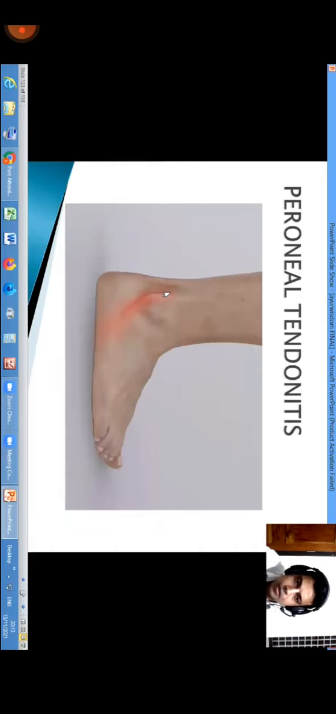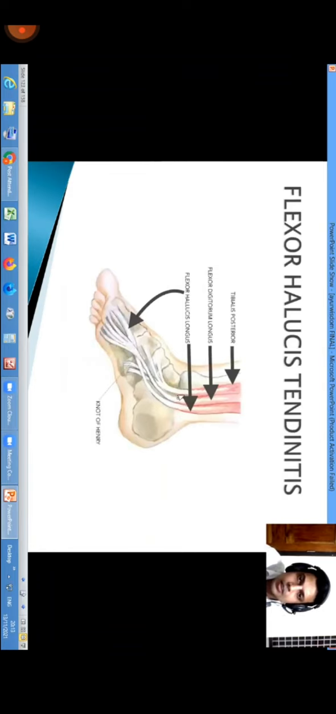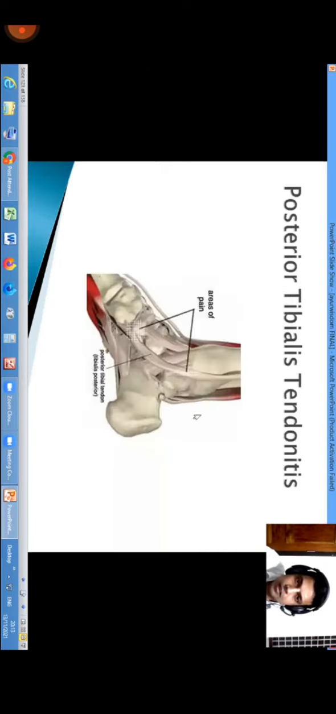Tendinitis may cause pain along this area. This area will be painful in case of peroneal tendinitis, and flexor hallucis tendinitis. This is the medial side tendon, and pain and inflammation along the tendon may be there. So we should examine each tendon carefully while considering the pain of the ankle joint. And this is the posterior tibialis tendon. This is also the medial side of the ankle joint. Pain and tenderness will be in this area.